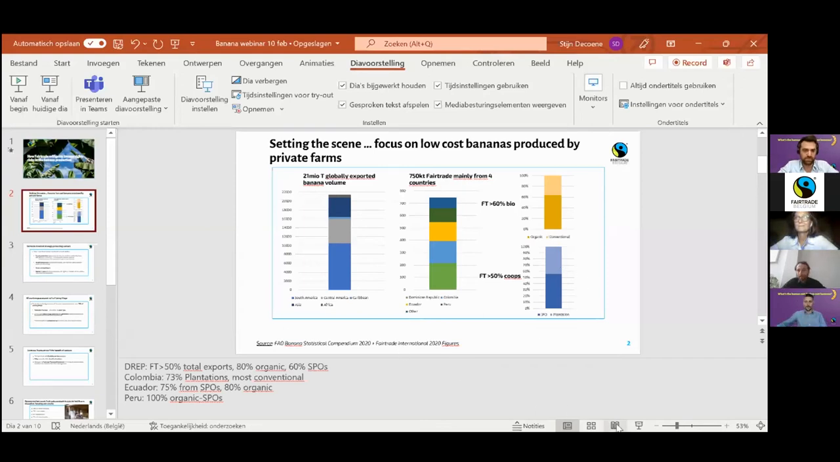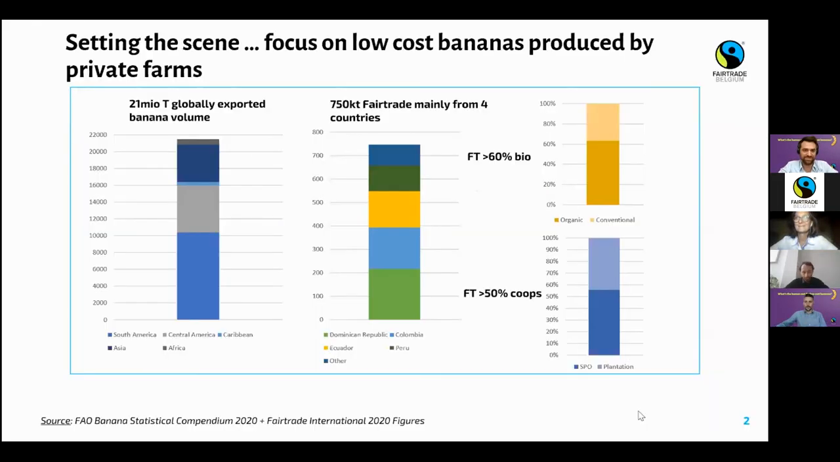I was planning to say good morning, but actually it's exactly noon. Good noon, everybody. I'm Sten Koenen from Fairtrade Belgium, and my presentation is on how Fairtrade certification can reduce the human rights risk in the banana supply chain.